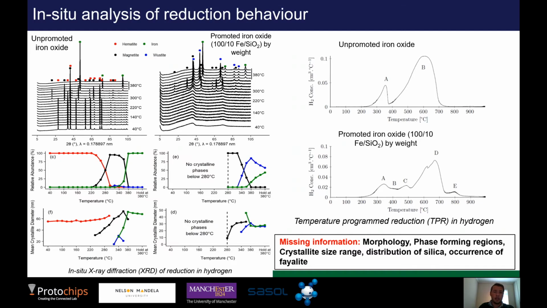With all of this information, we already have a very good description of what's happening, but there are some aspects missing. What we're missing is a full description of how the morphology changes with reduction. We also don't really have any idea where the phase forming regions are. We don't have an idea of the crystallite size range, and very importantly in this case, the distribution of the silica as the precursor reduces towards the active phases.